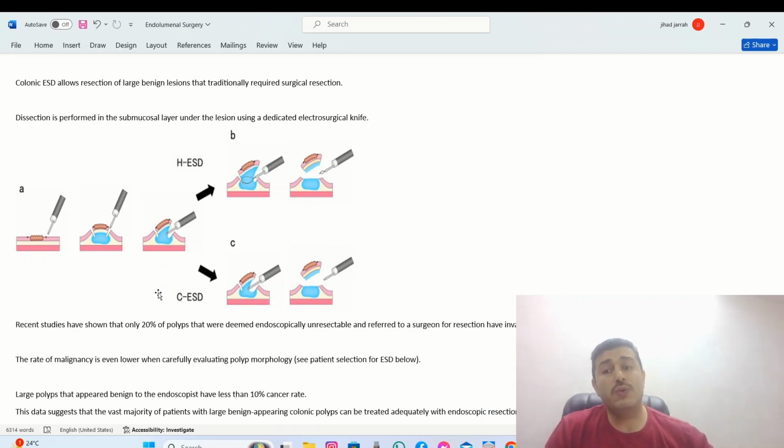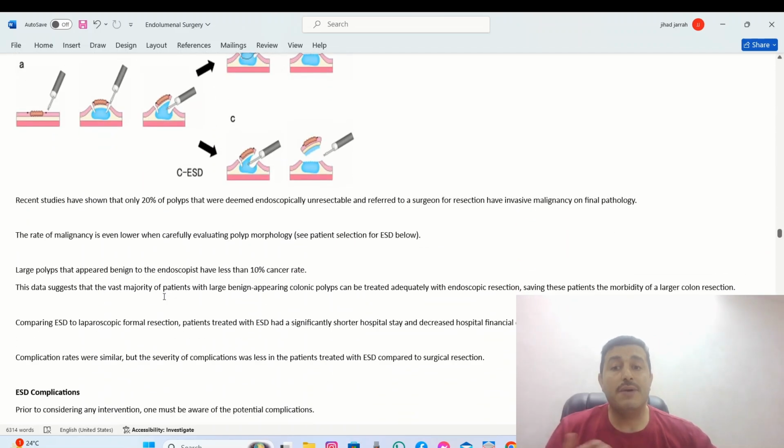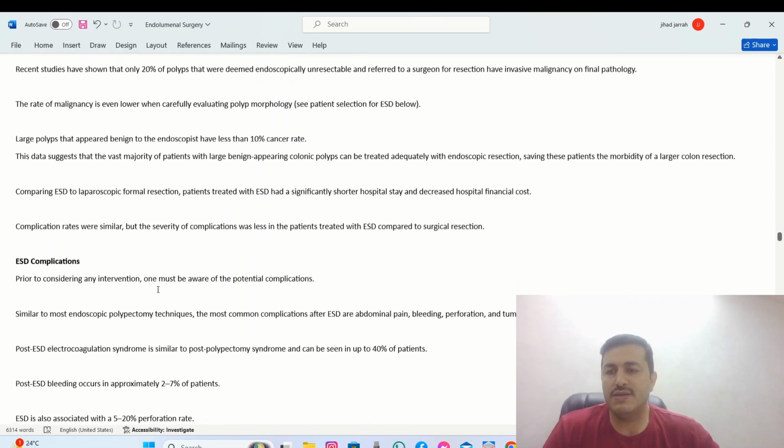Okay, of course, when we want to compare it to laparoscopic surgery or laparoscopic resection, this endoscopic submucosal dissection, or what we call endolumenal surgery, has a lesser hospital stay, better patient satisfaction, and less cost. So this is when we compare it to laparoscopic or open surgery.